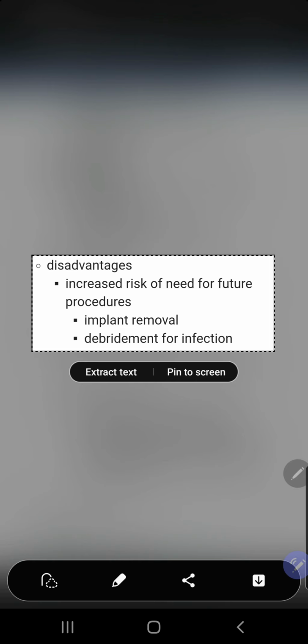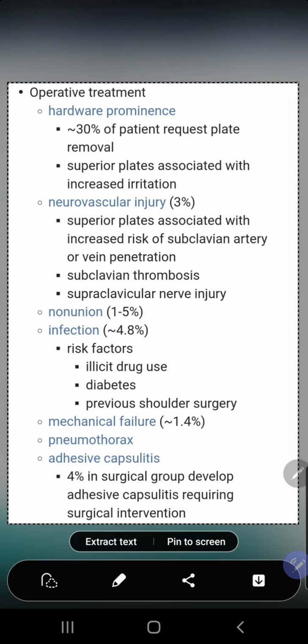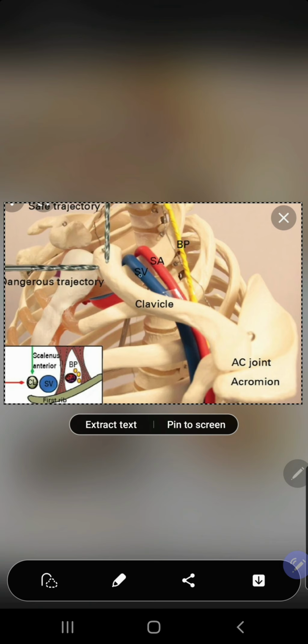Disadvantages of plate: the patient requires a future procedure for removal of implant. The second disadvantage is neurovascular injury, especially for superior plates, because the screws here may cause injury of the subclavian artery or vein. And this picture shows the subclavian artery and vein coming from posterior to anterior to the clavicle.